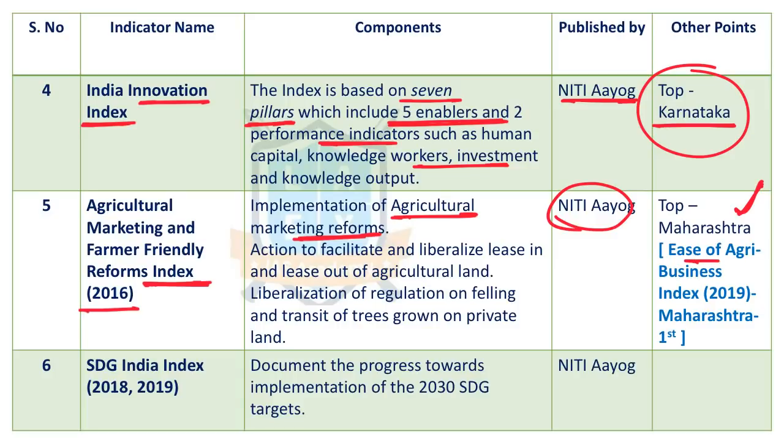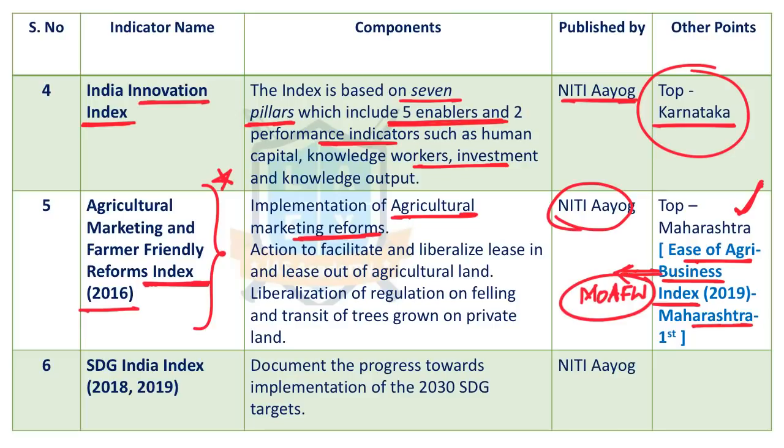And recently, Ease of Agribusiness Index. See, we have Ease of Doing Business Index. That's for industries, but this is for agriculture. This was proposed in 2018 and released last year by Ministry of Agriculture and Farmer Welfare. This is very important. Ministry of Agriculture and Farmer Welfare released this particular index, Ease of Agribusiness Index. But Agricultural Market and Farmer Friendly Reforms Index is released by the Niti Aayog. In both of them, Maharashtra topped the list.